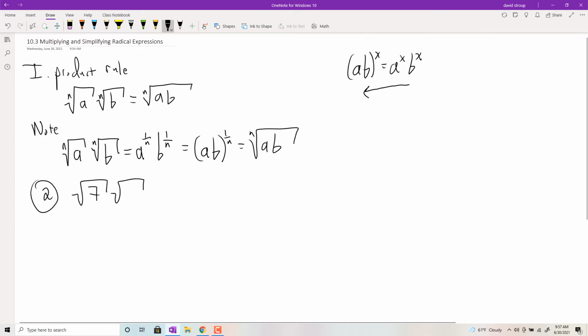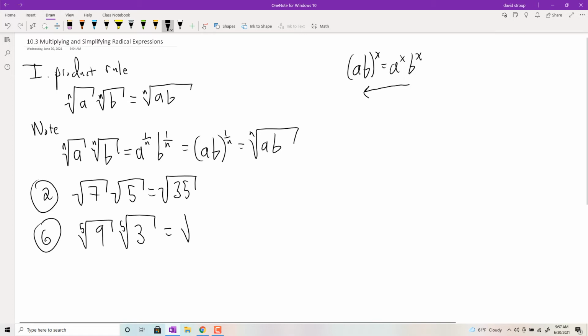Okay, so let's take a look at applying this rule to some problems. Here we have the square root of 7 times the square root of 5. That will be the square root of 7 times 5, so let's just write 35. Number 6: here we have the fifth root of 9 times the fifth root of 3. You can't necessarily do this with different roots, it won't work. But here we have the same root, so we can rewrite it as the fifth root of 3 times 9, which is 27.